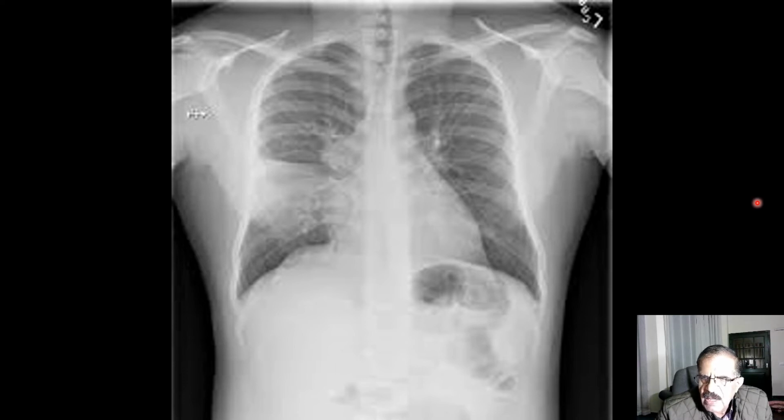By the way, the right middle lobe is more prone to get consolidated because the right main bronchus goes straight to the right middle lobe. So anybody who aspirates something is more likely to have it go to the right middle lobe. So that's why right middle lobe pneumonias are common compared to other lobes.